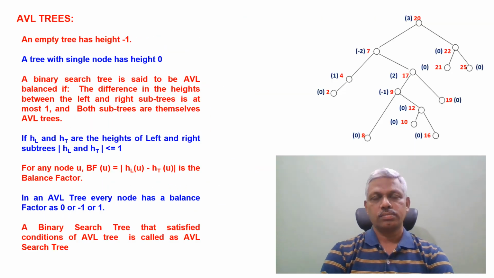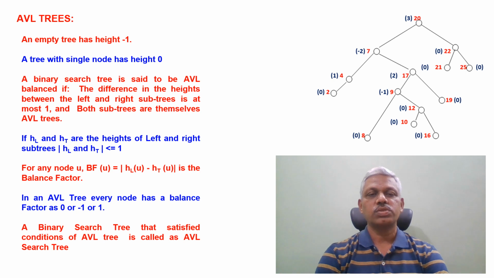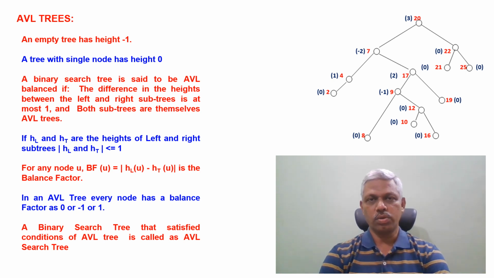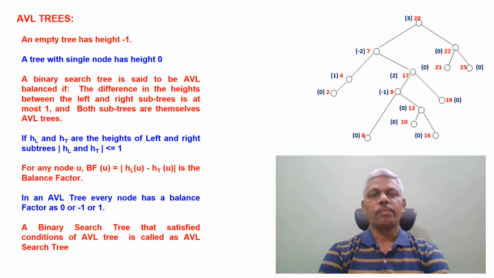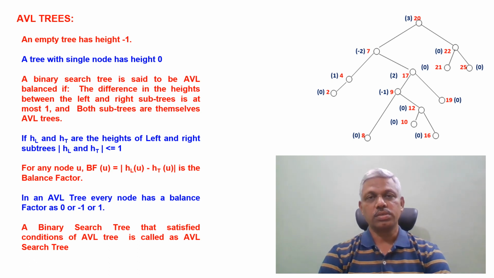Now we look into the notations of AVL trees. First, we define the height of a tree. The height of a null tree is taken as -1, and the height of a tree having a single node as 0. And then the height of a node is the length of the longest path from the node to a leaf node. A binary search tree is said to be an AVL balanced tree if the difference between the heights of the left subtree and right subtree is at most 1, and both subtrees are themselves AVL trees.